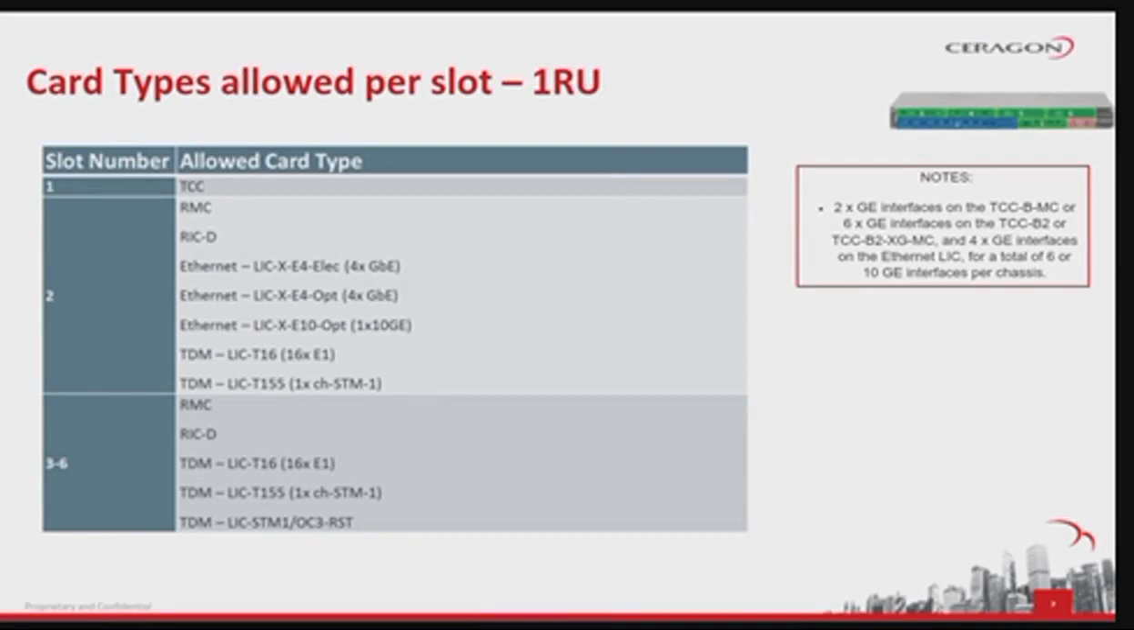These are the allowed card types per slot for the 1 rack unit IP-20N version. Slot 1. Only a TCC card can be used. Slot 2. All of the cards can be used in slot 2. Slots 3 to 6. All of the cards except the Ethernet line interface cards can be used in these slots. RMC, radio modem card. RIC, RFU interface card. Note the comments that apply depending on the TCC card used in the terminal.